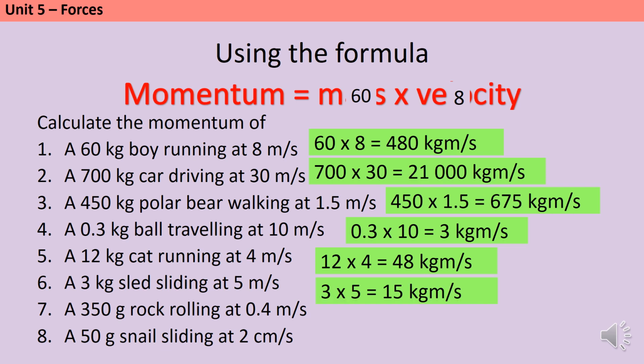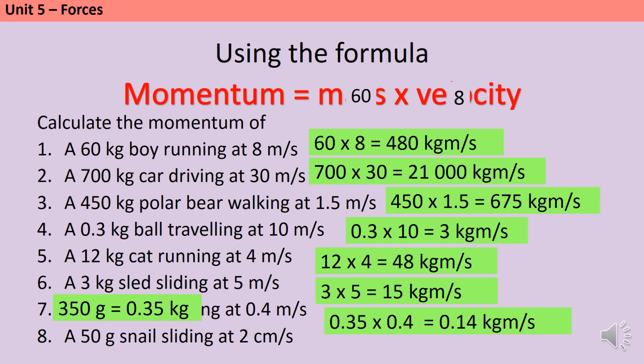And then it gets a little bit trickier because we come to some questions where the mass or the velocity are not expressed as their SI units. So a 350 gram rock is 0.35 kilograms. You convert from grams to kilograms by dividing by 1,000. So that gives me a momentum of 0.14 kilogram meters per second.